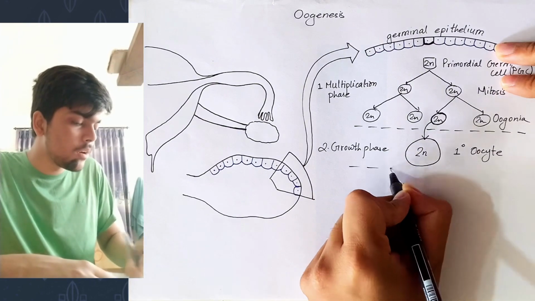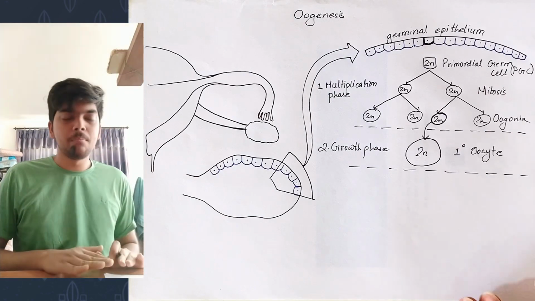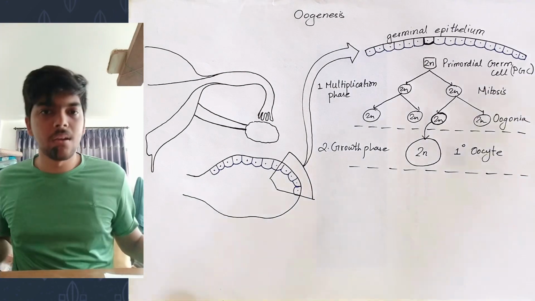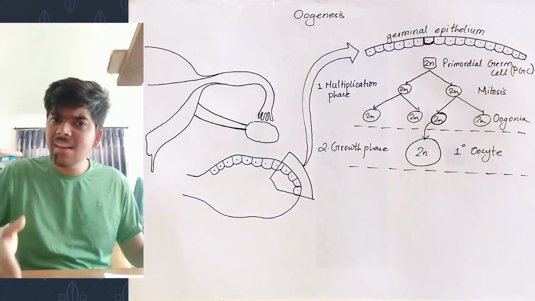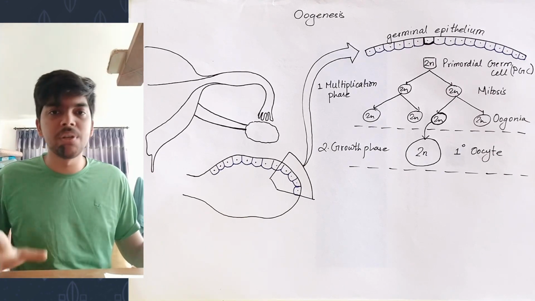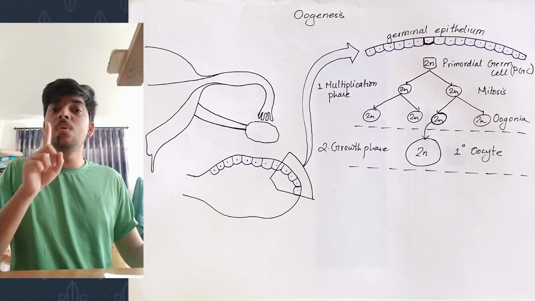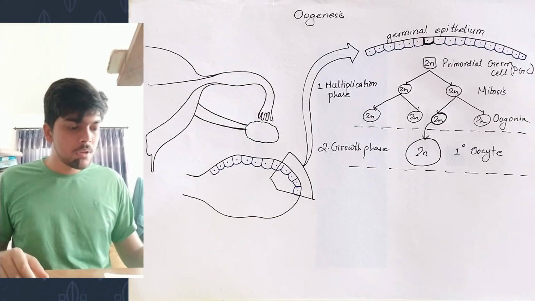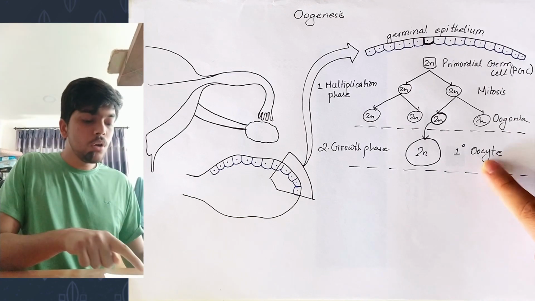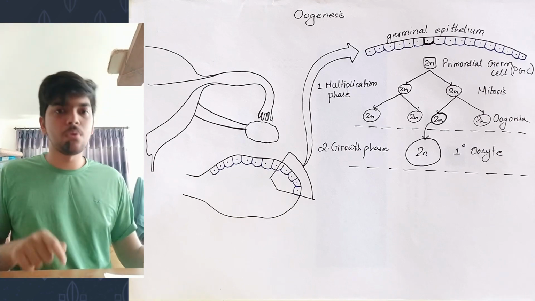Okay, after growth phase. See, here's the thing. Our aim, or the aim of the primordial germ cell, is to form an egg, which is a gamete. And gametes are haploid. That is, they contain half the number of chromosomes present in a diploid cell. In diploid cells, there are 2 sets of chromosomes. In a haploid cell, there's only 1 set of chromosome. Now, here's the problem. Primary oocyte is diploid. It contains 2 sets of chromosome. But egg is haploid. It contains 1 set of chromosome.